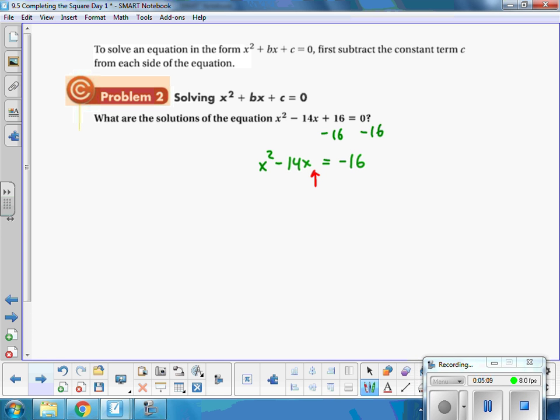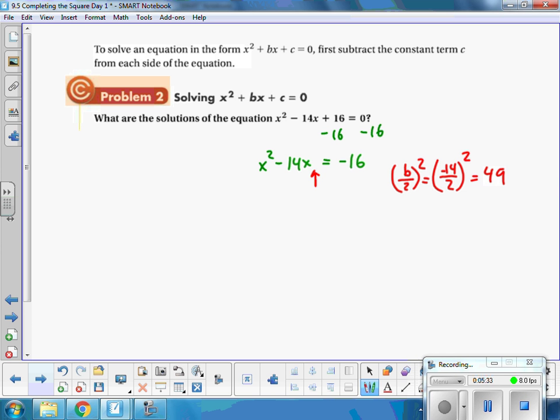So I'm going to use my formula. I know that it's half of b, squared. So my b term is negative 14. So I'm going to take negative 14, half of it, and square that. Negative 14, half of it is negative 7. Negative 7 squared is going to be 49.